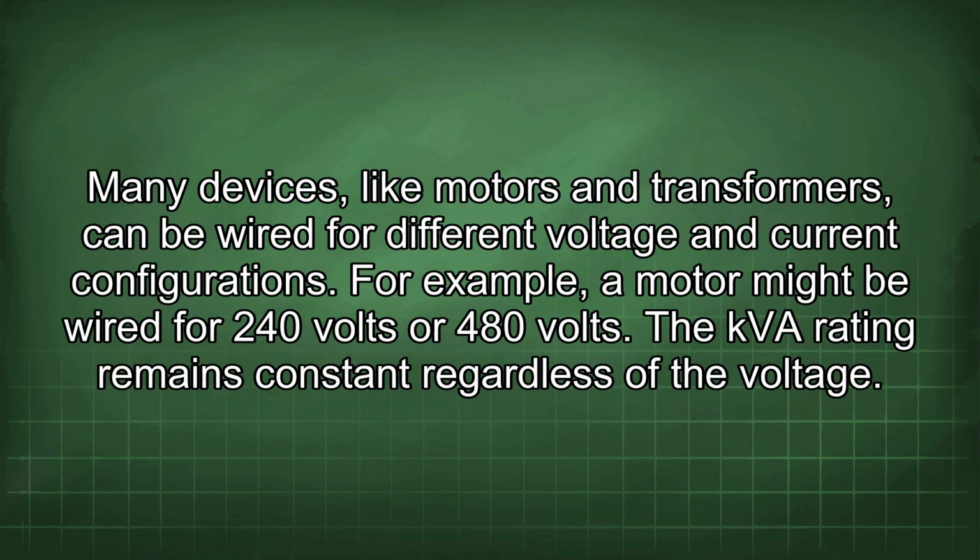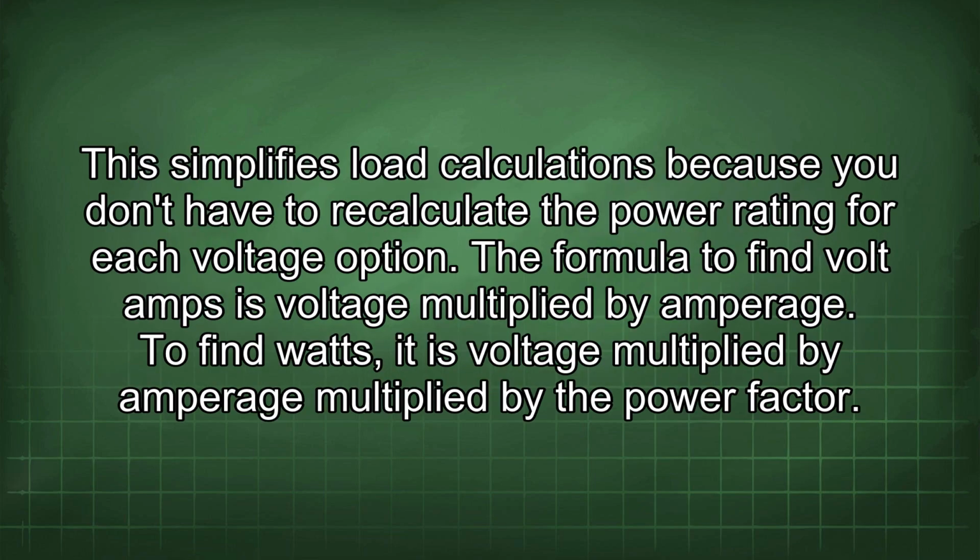Many devices, like motors and transformers, can be wired for different voltage and current configurations. For example, a motor might be wired for 240 volts or 480 volts. The kVA rating remains constant regardless of the voltage. This simplifies load calculations because you don't have to recalculate the power rating for each voltage option. The formula to find volt amps is voltage multiplied by amperage. To find watts, it is voltage multiplied by amperage multiplied by the power factor.